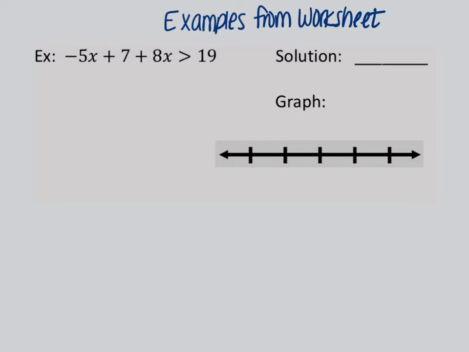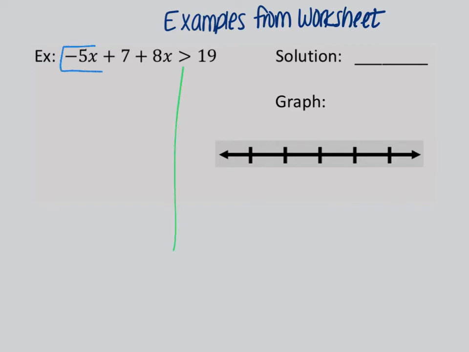Our second example comes right from your homework, but you don't need to copy it down. I just want you watching because I already have this written out for you on your homework. So this one says negative 5x plus 7 plus 8x is greater than 19. So again, we're going to solve it as if it were an equation. I like to draw that line.